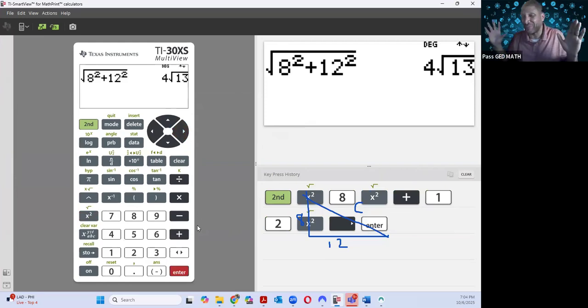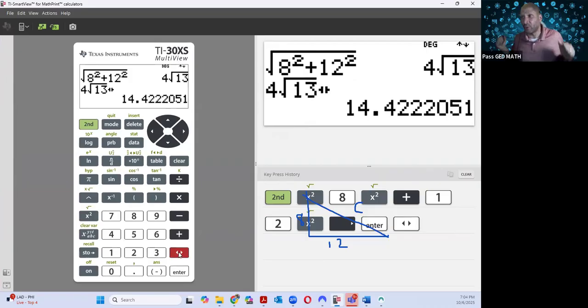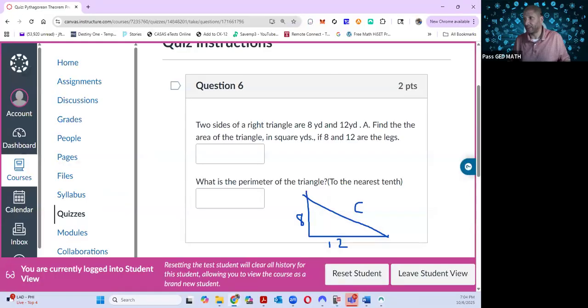I don't know what that is, Mr. Tinsley. I have to change it to a decimal. So my third side is 14.4. This looks like a hard problem. It is not. To find the perimeter, add all the sides together. 8 plus 12 is 20. 20 plus 14.4 is 34.4 yards.